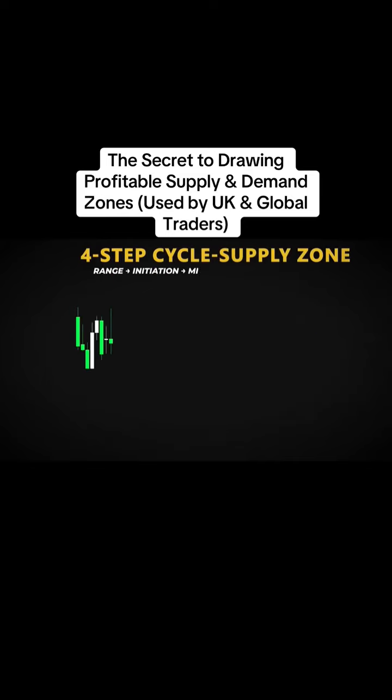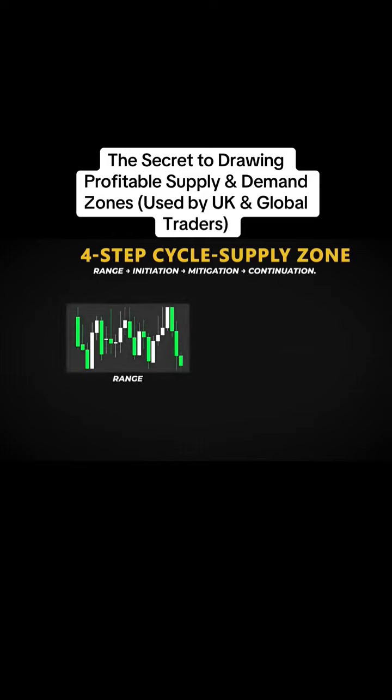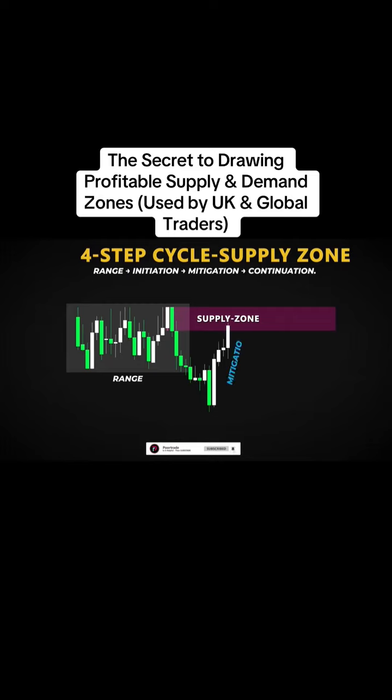Alright, now let's check out what happens when the price drops. First, we get a range. Price moves sideways while big sellers get ready. Then comes the initiation, where price breaks down with a strong bearish move, creating a supply zone. After that, price pulls back to that zone in the mitigation phase, maybe stalls for a bit, then drops again. That shows sellers are still in control. Finally, we see the continuation as the downtrend picks up again, and the whole 4-step cycle plays out.